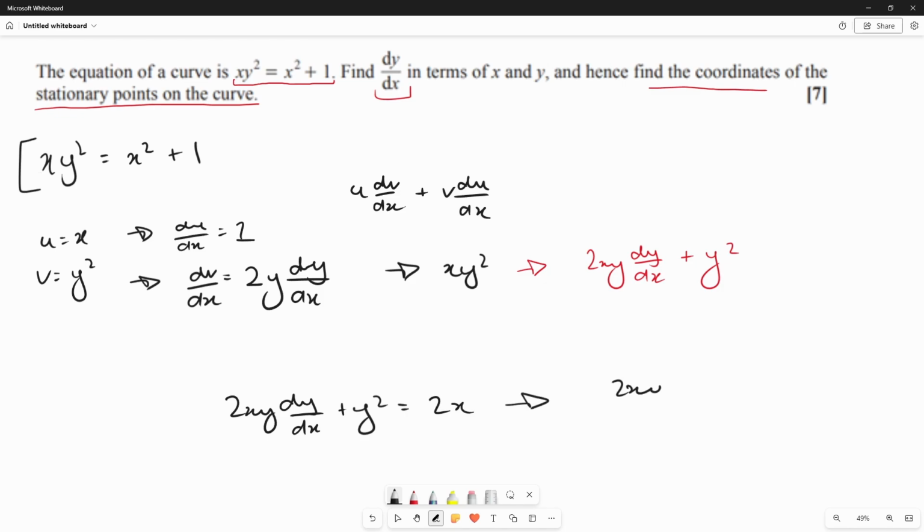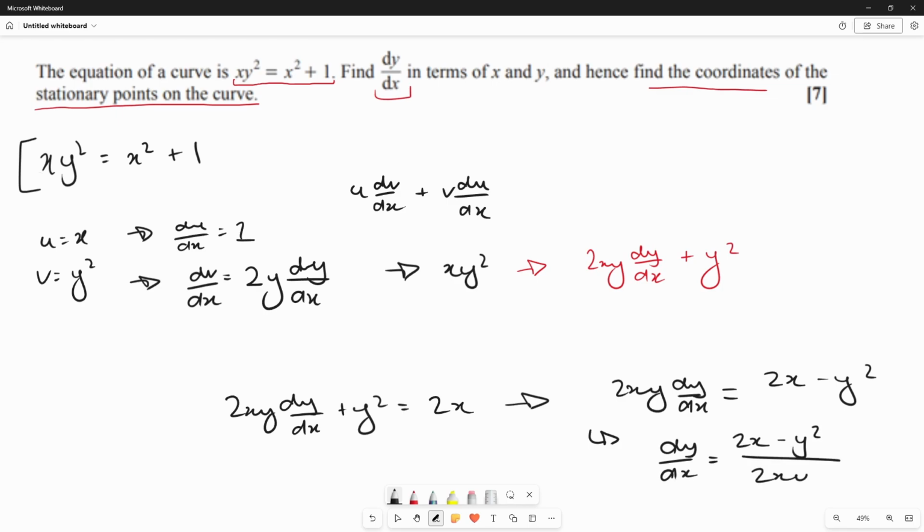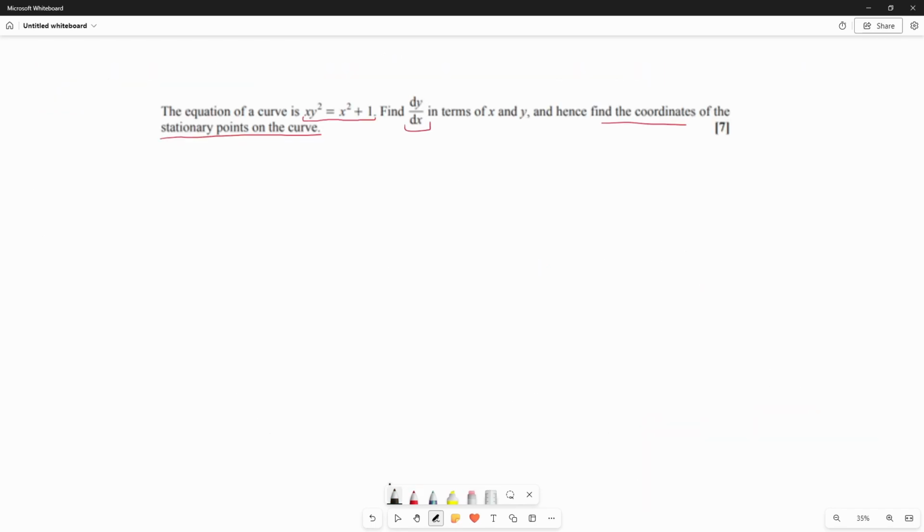So we'll get 2xy dy/dx, and we'll minus the y squared, equals 2x minus y squared. And now let's divide through by 2xy. So dy/dx equals 2x minus y squared over 2xy. So we have got dy/dx in terms of x and y, and we've completed the first part of the question. Our equation for dy/dx was 2x minus y squared over 2xy.